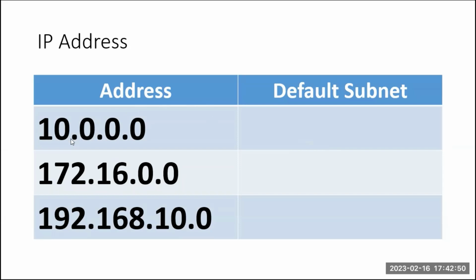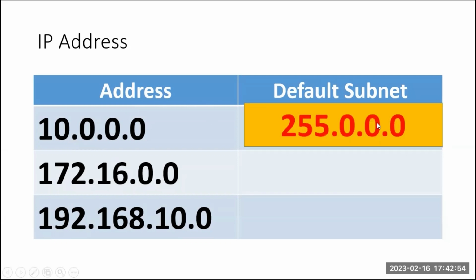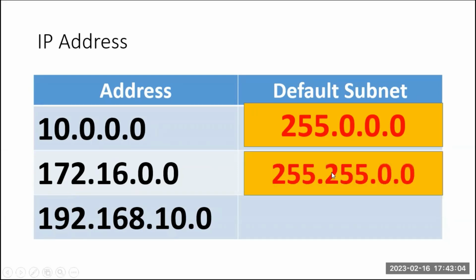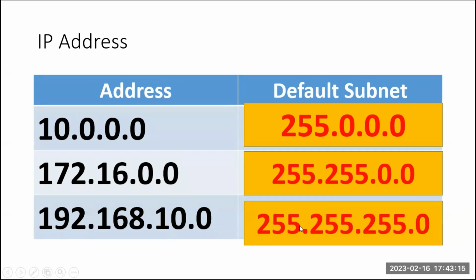All right, so for this IP address the default subnet mask, as mentioned before, would be 255.0.0.0. For this one, since the network is defined in the first 2 octets, we have 255.255.0.0. And for this one, the network is defined in the first 3 octets, and that gives us 255.255.255.0.